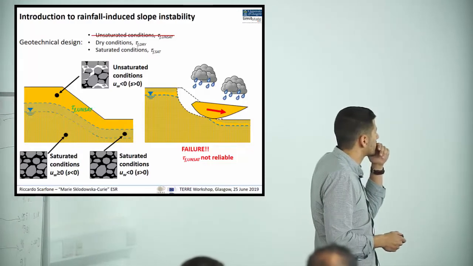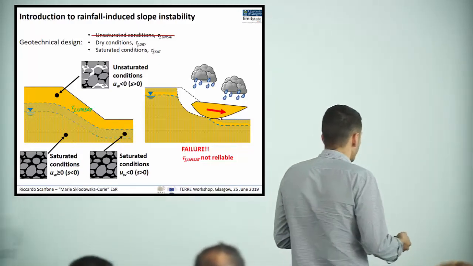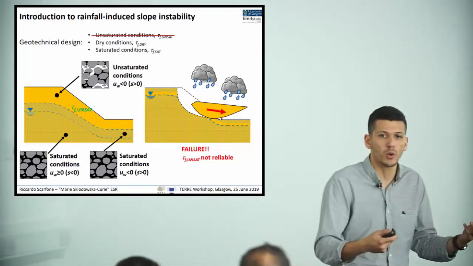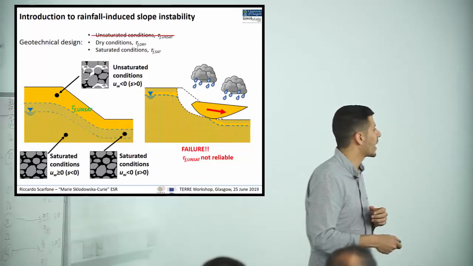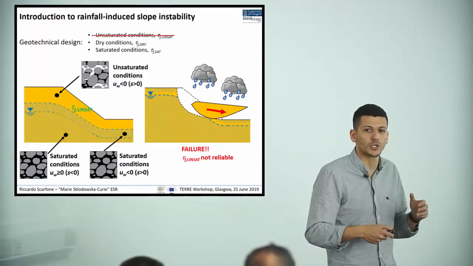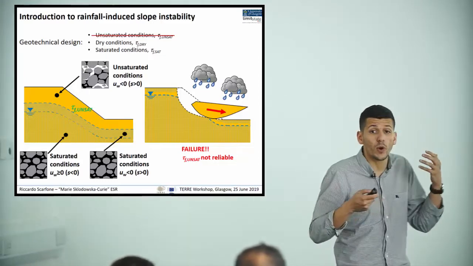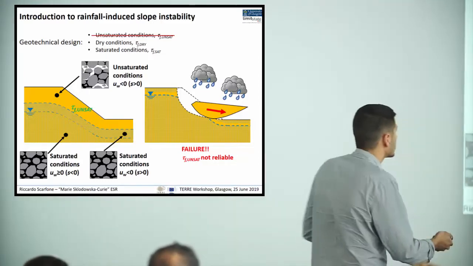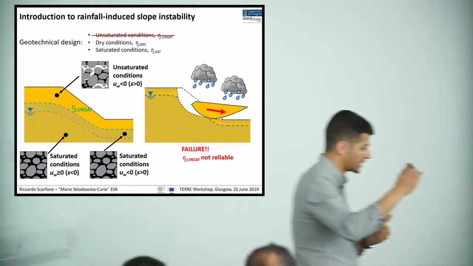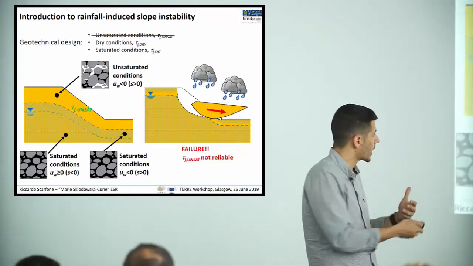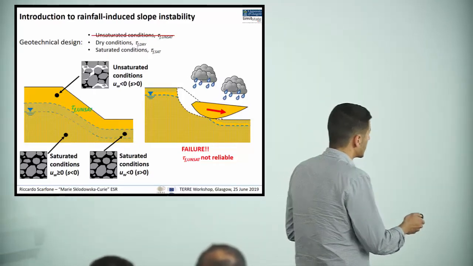Why? Because it's basically unreliable. The idea is that if we have, for example, a slope which is stable because of the effect of suction, after a heavy rainfall, we can have a reduction or loss of suction because of these rainfall events, and we can lose that beneficial effect. We are losing shear strength, and we can have, for example, slope instability due to this effect.